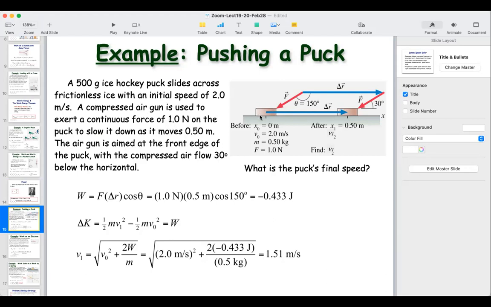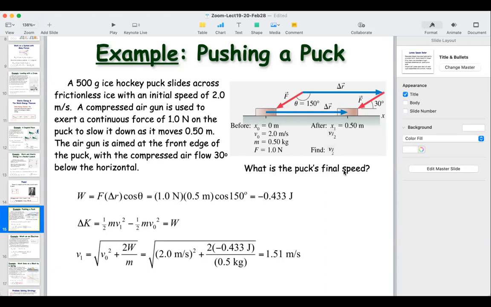So we have this puck, which is going in this direction with an initial speed. And then we try to stop this puck with an air gun that is aimed here at the front with a force that flows with the compressed air 30 degrees below the horizontal. So this is the horizontal, and this is going to be 30 degrees. So of course, this one is going to be 150 degrees, because this is 30 degrees too. Okay, very good.